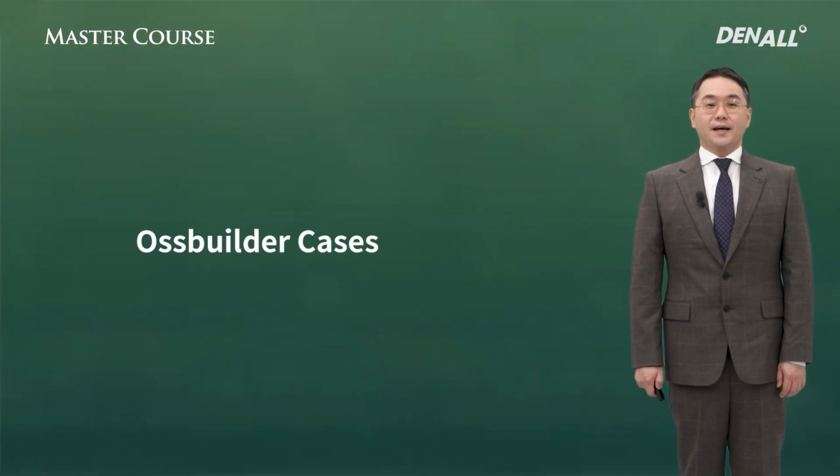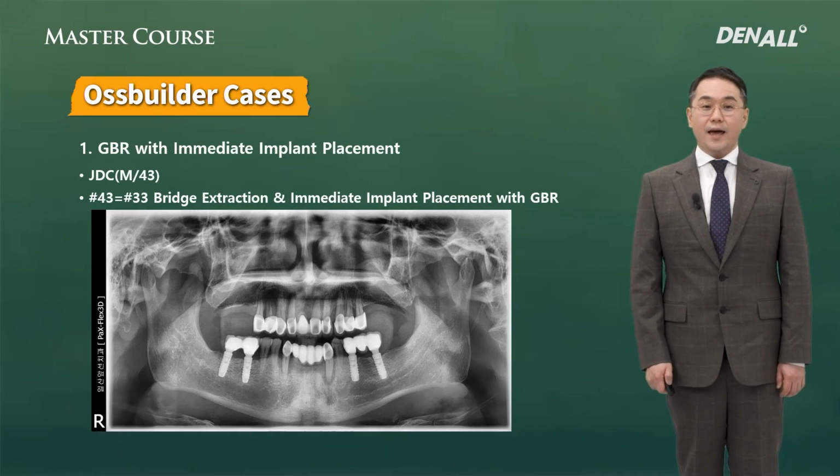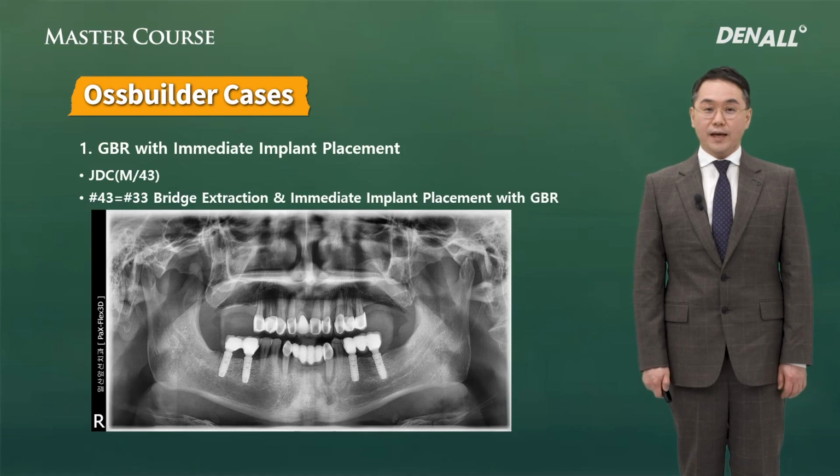This is the first case. I removed the 6-unit bridge in the lower. I placed 2 implants on the canine area on both sides along with GBR.